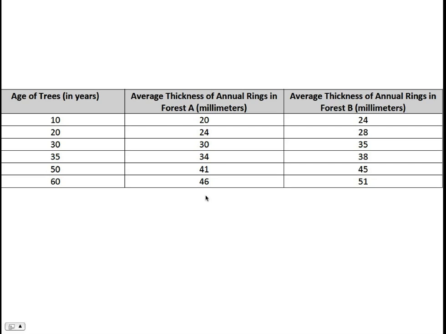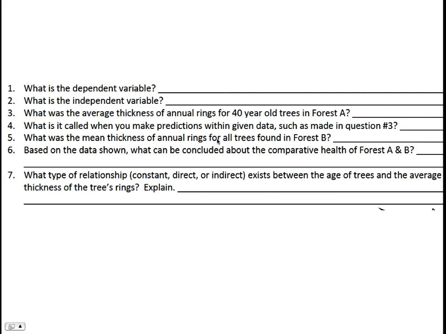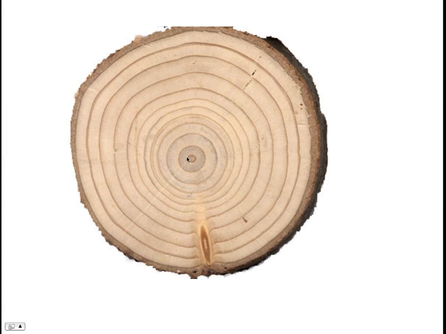So here's the first set of data, where you knew the age of the trees, but you didn't know what the thickness of the growth rings would be. And there's two different forests, forest A and forest B. So the first question, about dependent and independent variables: the one that you know beforehand, the independent variable, would be the age, and the dependent variable would be how thick the growth rings are. Here's just another picture, and if I was to count out here, 1, 2, 3, 4, 5, well, I think it's about 10 or 11 years because there's 10 or 11 rings there.